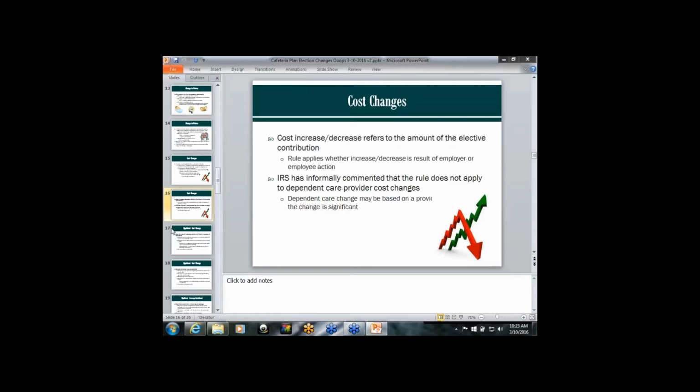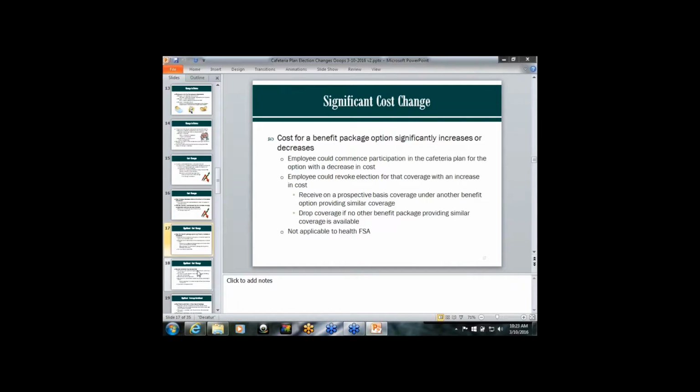The next area that we're going to talk about is a significant cost change. A cost for a benefit package option significantly increases or decreases during a period. When this happens, the cafeteria plan can permit the employee to make a corresponding change in election under the cafeteria plan. They can commence participation, meaning if they weren't in it before, they can now elect the benefit on a pre-tax basis. Or if it's an increase in cost, they can revoke an election for that coverage. If they're going to receive it, it has to be on a prospective basis only. Remember, we generally can't do anything retroactively.